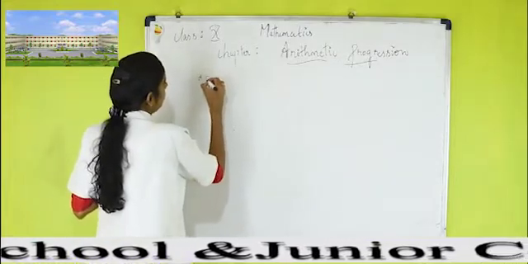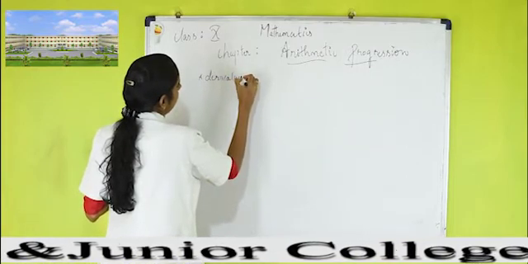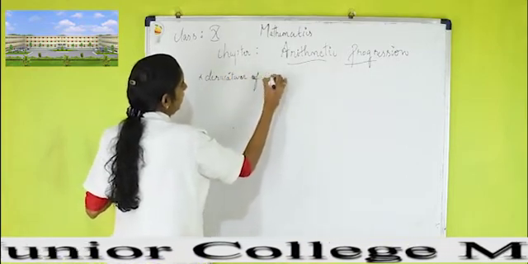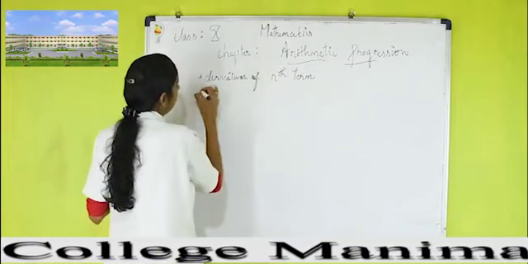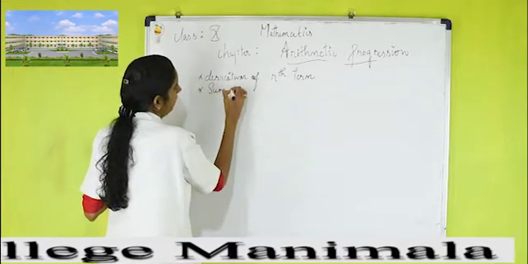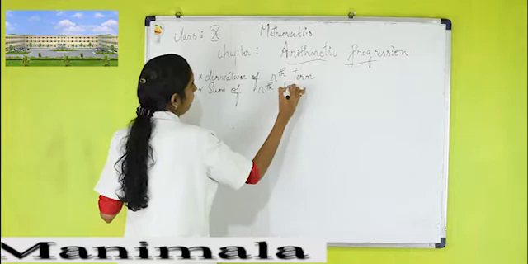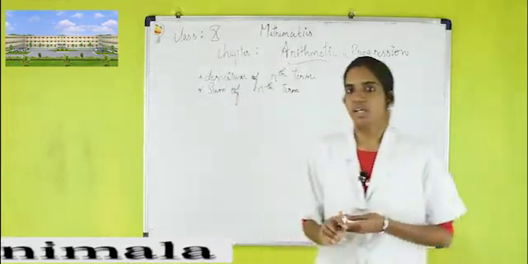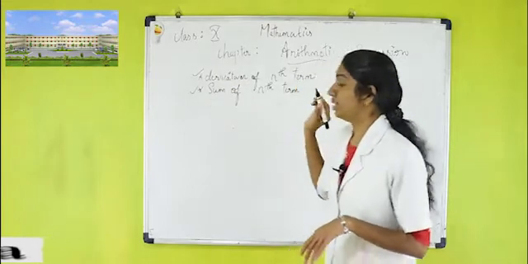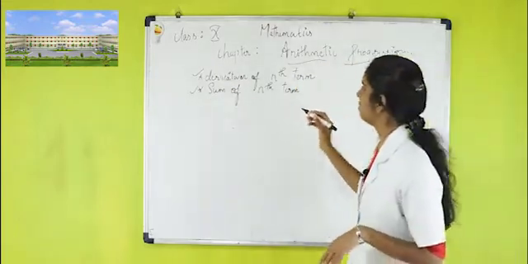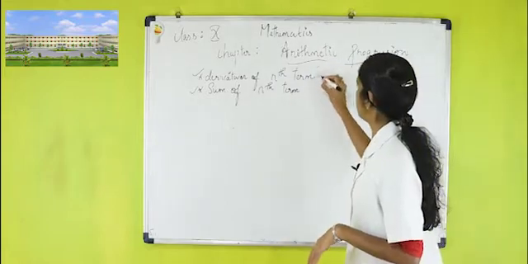The first point is the derivation of the nth term, and the second point is the sum of the nth term of an arithmetic progression. So there are only two concepts you have to study. The first point is the derivation of an nth term, and the second point is the sum of the nth term. So only two main concepts of this chapter we have to study.